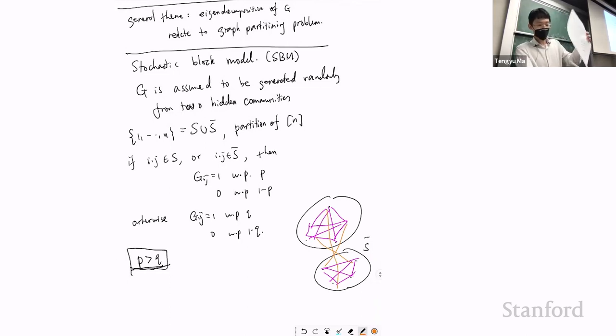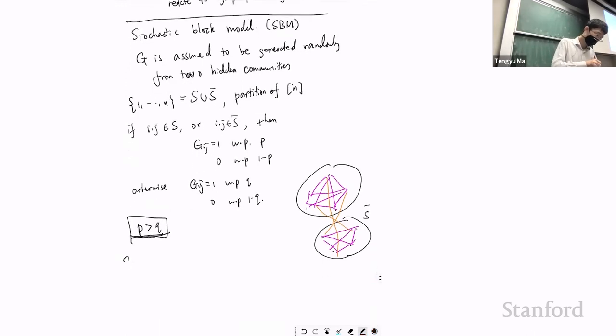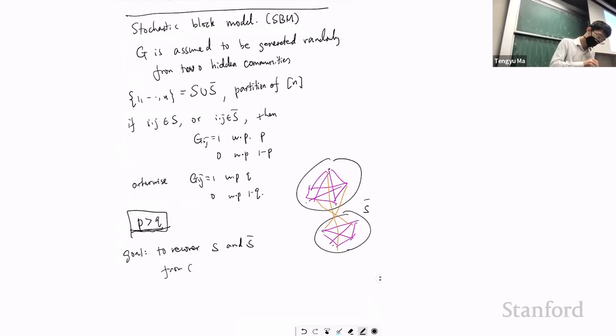Okay, so now the goal is to recover S and S bar. If you recover S, you can recover S bar, from the graph G. So this is a well-defined data generation model, and you want to discover the hidden groups. You want to do the clustering. And our approach is going to be eigen decomposition.